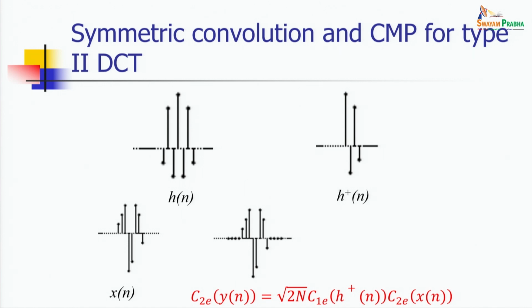especially the symmetric convolution. For symmetric convolution, this property holds. I discussed these symmetric convolutions in my earlier lectures, but let us try to understand that feature once again. Suppose you have a filter response, say h[n], and you have an input sequence x[n]. I am discussing with respect to one-dimensional processing.